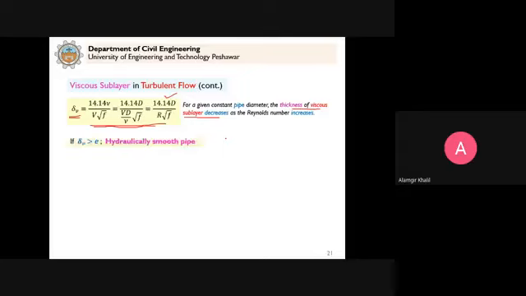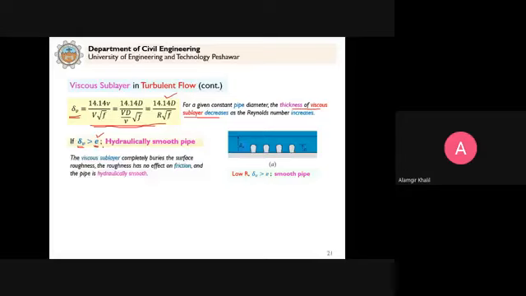And based on this, if you remember, we earlier studied that if the thickness of the viscous sublayer is more than E, where E is the absolute roughness, the size of the projections present on the pipe wall that represent the roughness, so what will happen? The viscous sublayer completely buries the surface roughness, and the roughness has no effect on friction, and the pipe behaves as a hydraulically smooth pipe.